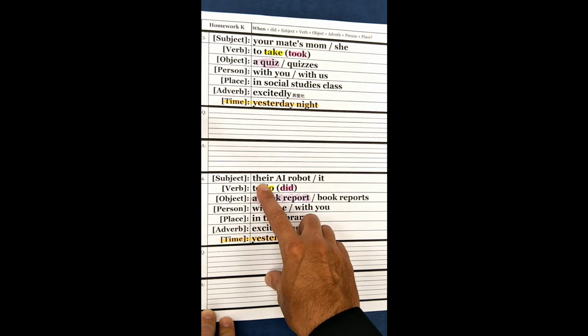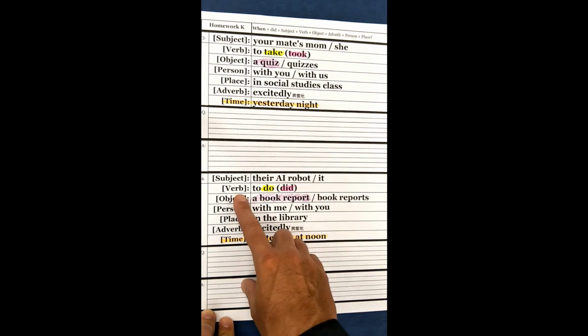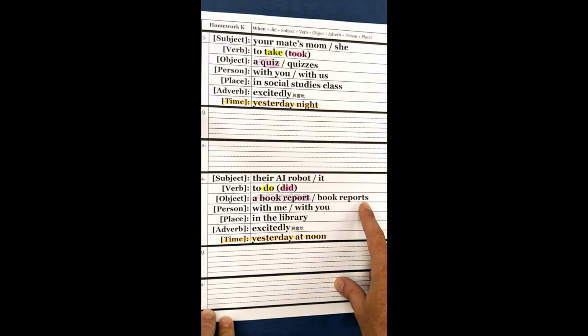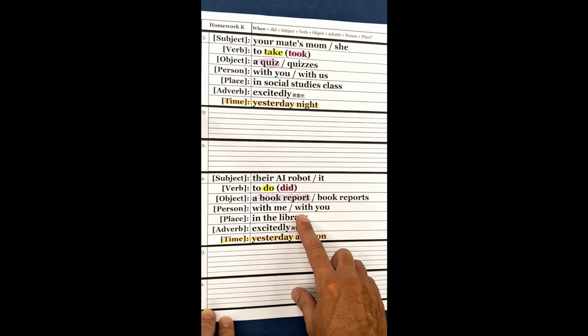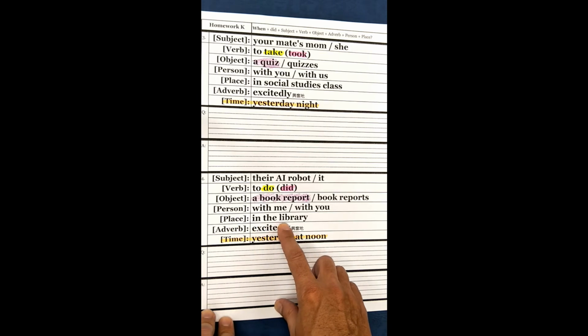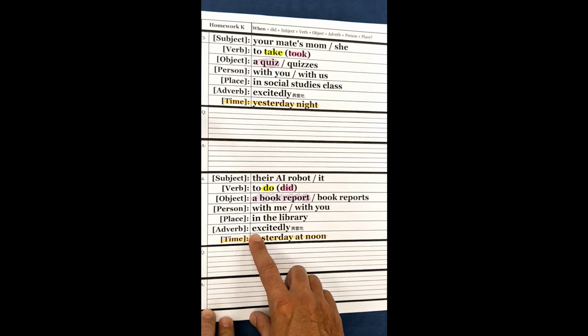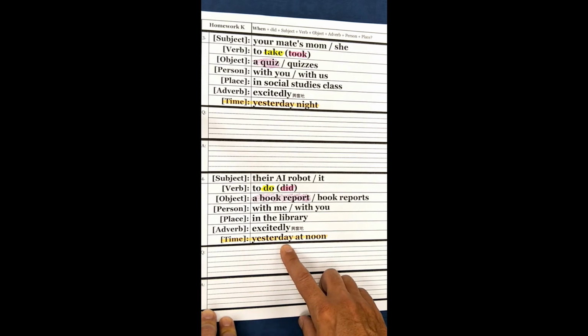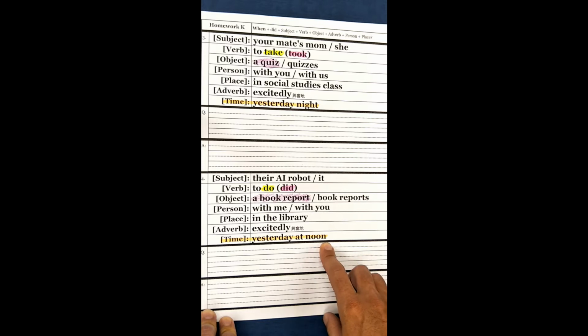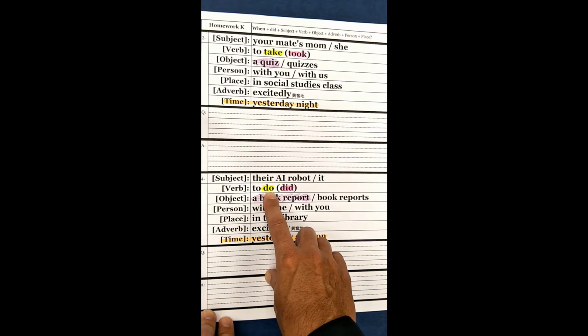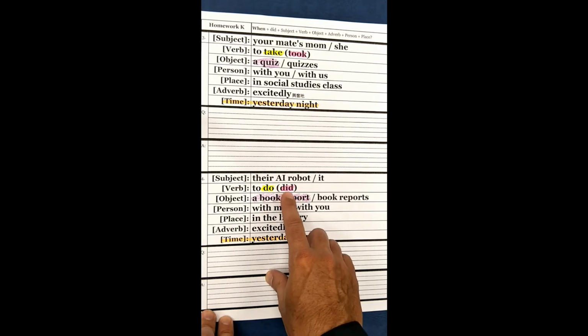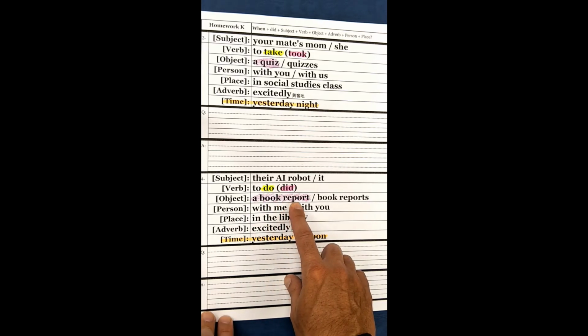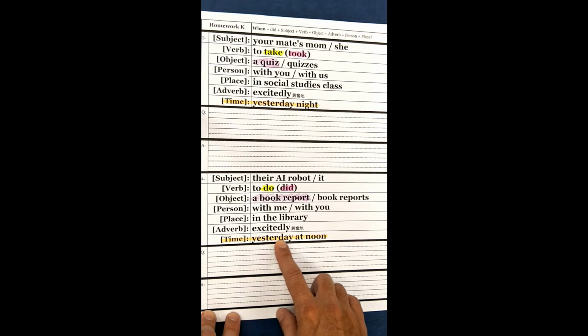4. Subject: their AI robot, it. Verb: to do, did. Object: a book report, book reports. Person: with me, with you. Place: in the library. Adverb: excitedly. Time: yesterday at noon. Color: do, yellow. We will use do in the question. Color: did, pink. We'll use that in the answer. Color: a book report, purple. Time: yesterday at noon. Color: orange. This is the answer.